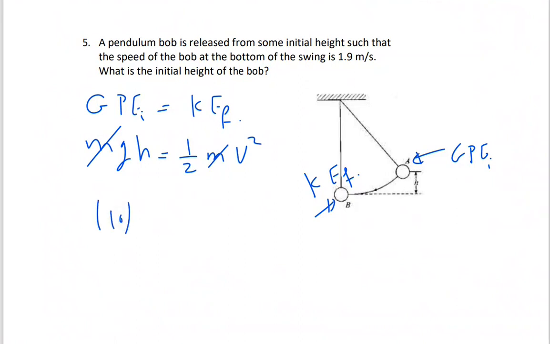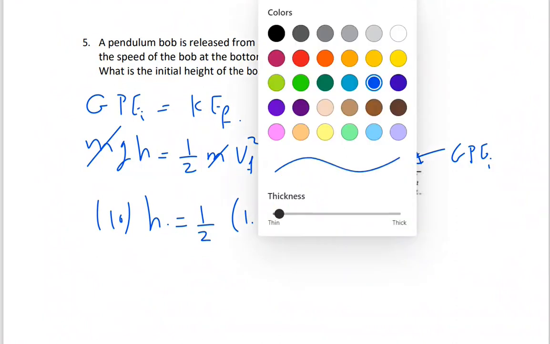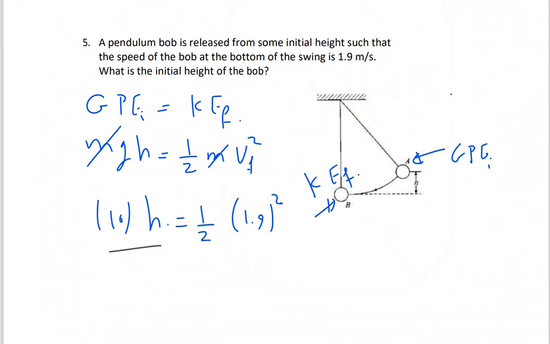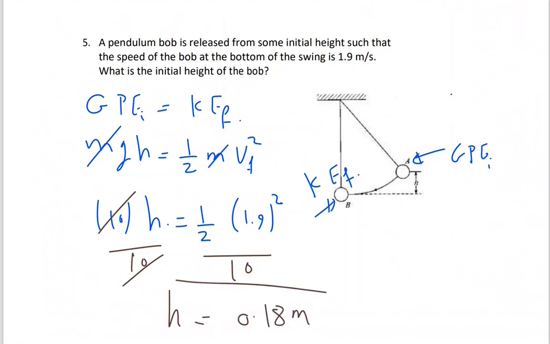g is 10. h we don't have, we need it, equals half. v final is 1.9 squared. Divide both sides by 10 to find the value of h. So divide by 10, divide by 10. h will equal 0.18.